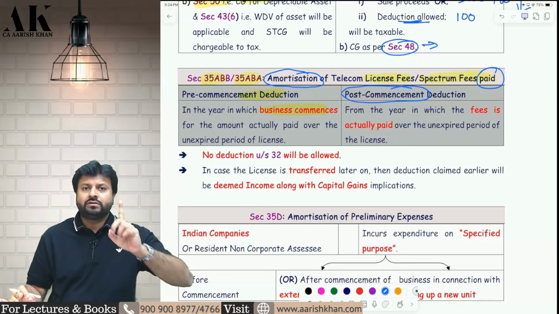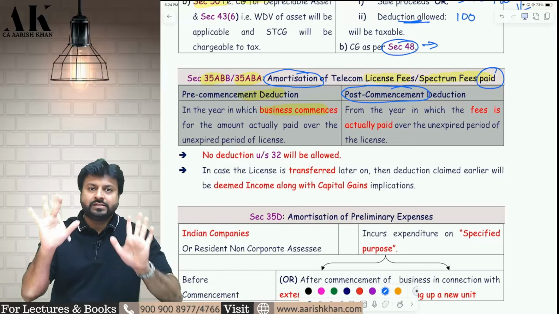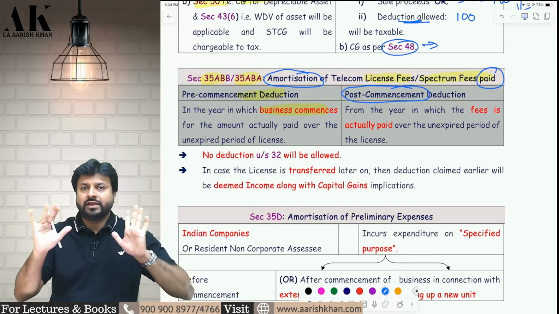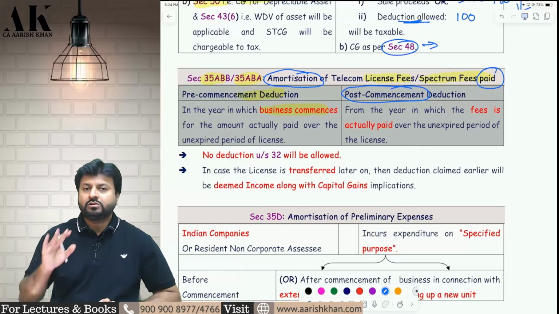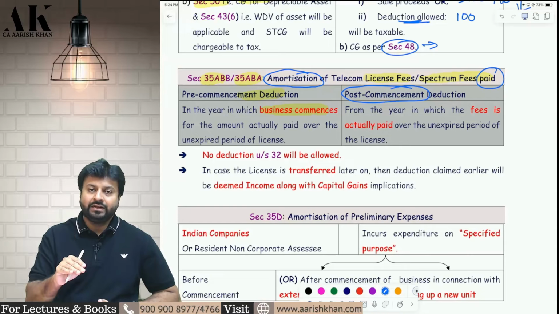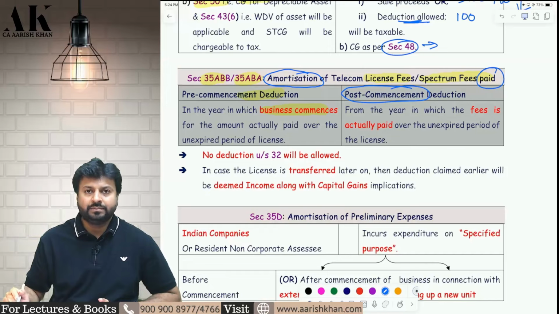Suppose the license is of 1000 crore and you don't have the entire money to pay, and the life of the license is 10 years. Take the example: license is of 1000 crore and the life of the license is 10 years. So you don't have the money to pay the entire 1000 crore at one time. So first year you paid 500 crore, second year you paid 300 crore, and third year you paid 200 crore. Now how will you get the deduction? In the first year you have paid how much? 500 crore. So 500 divided by 10, because from the first year the life is 10 years. So every year you will get 50 crore deduction by default.